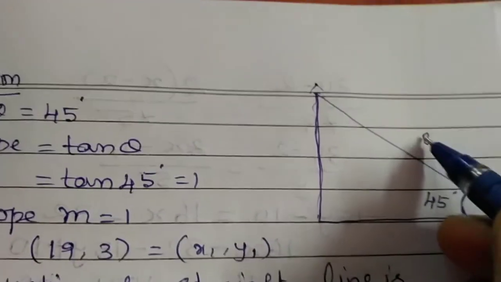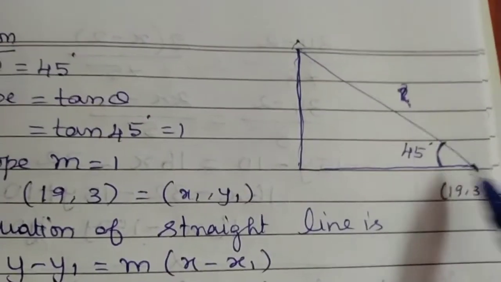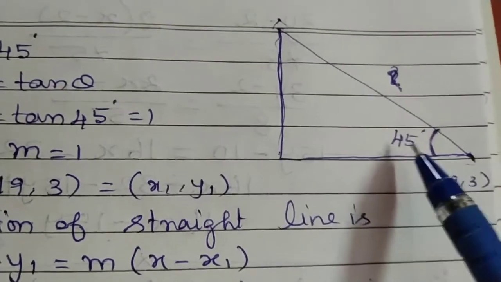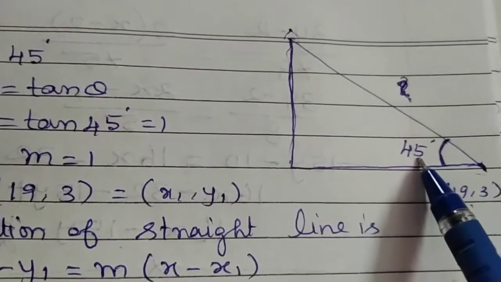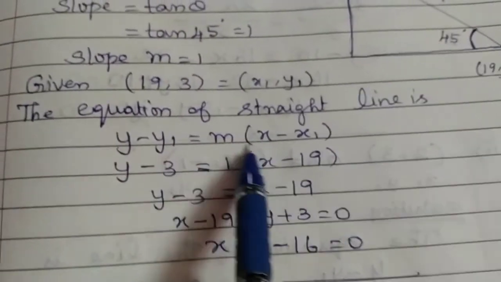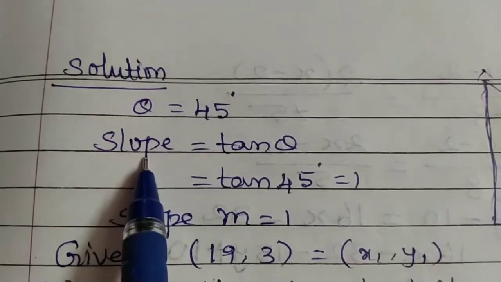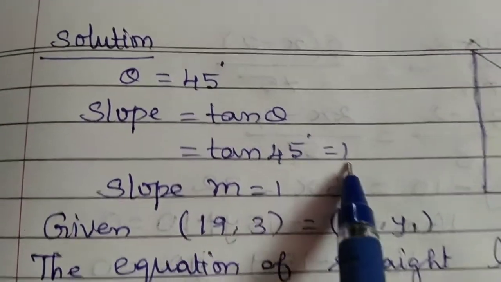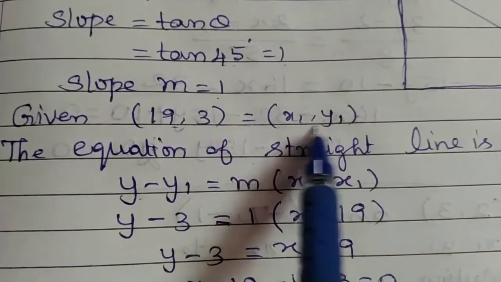We want to find the equation of the line. One point you know. Here the angle you know, which means we can find the slope. Slope and a point you know means the formula is y minus y1 equals m into x minus x1. First, theta equals 45 degrees, find the slope. Slope equals tan theta, tan 45 equals 1. Slope equals 1. Given the point is 19 comma 3, I will take it as x1 y1.